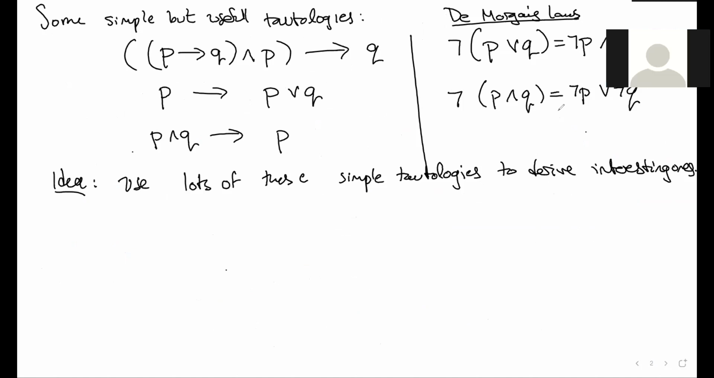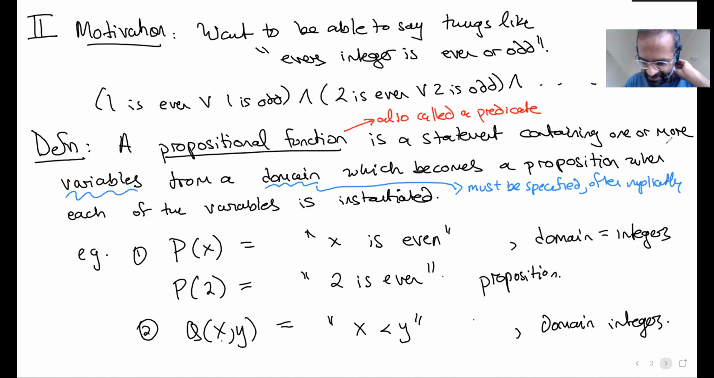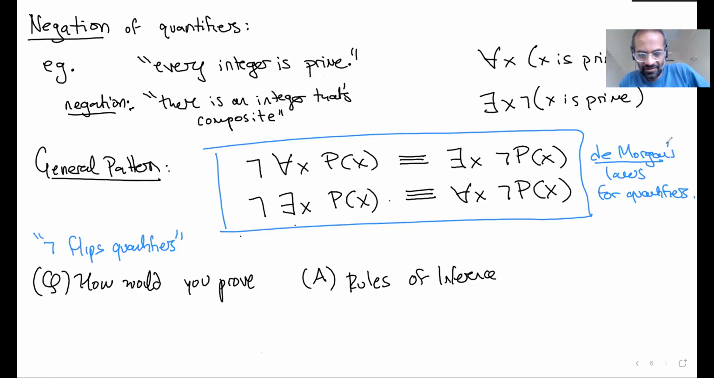Truth tables? Yeah, you can check using truth tables. But these De Morgan's laws for quantifiers, not so easy, right? Because, I mean, what's the truth table now? There could be infinitely many X, right? So how do you check a statement like this? And that's exactly where rules of inference are going to come in.